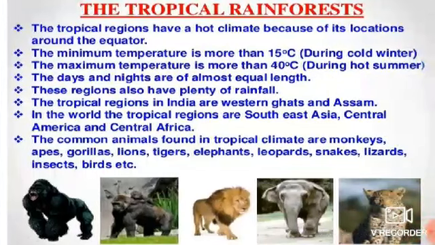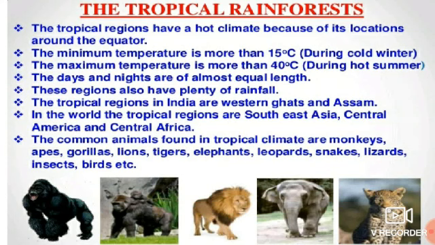Now we will discuss the adaptations in tropical rainforest animals. The tropical regions have a hot climate because of their location around the equator. The minimum temperature is more than 15 degrees Celsius during cold winter and the maximum temperature is more than 40 degrees Celsius during hot summer. The days and nights are of almost equal length.